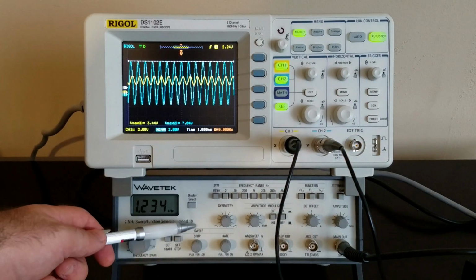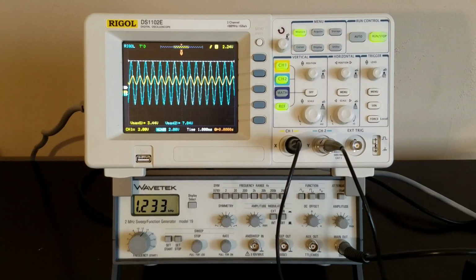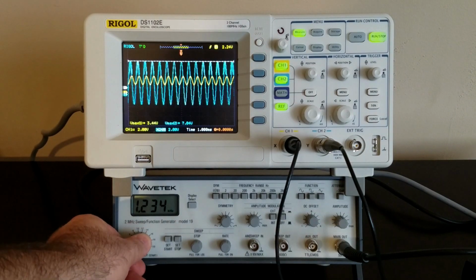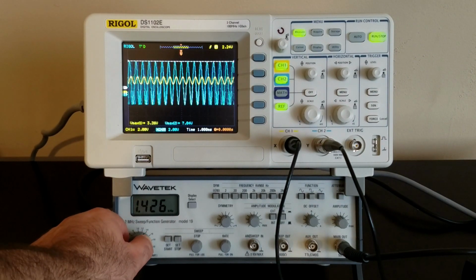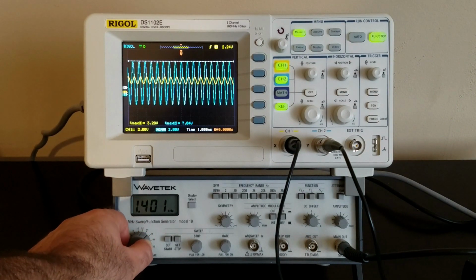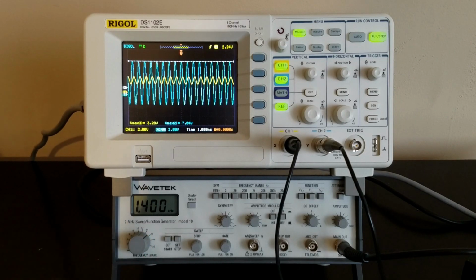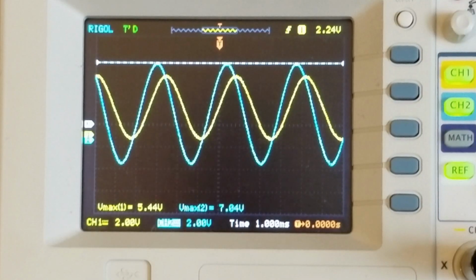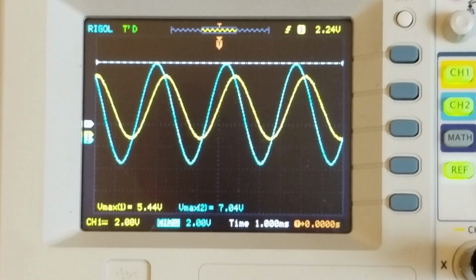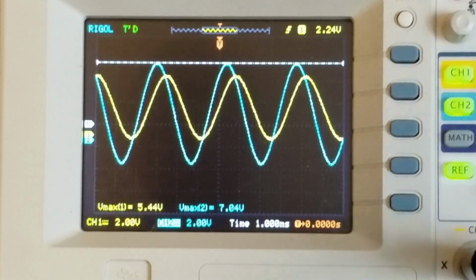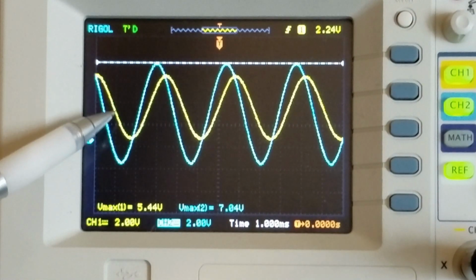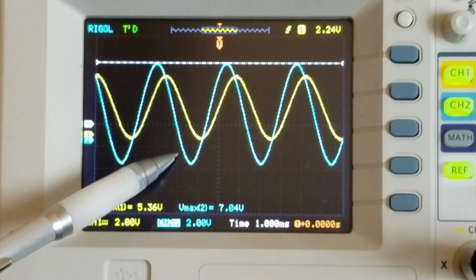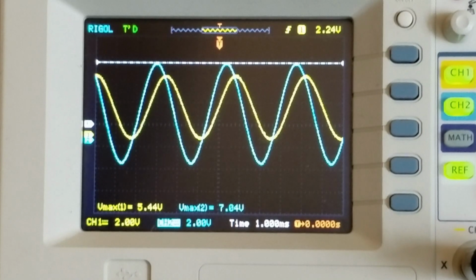The function generator is used to generate sinusoidal signals of different frequencies. By turning this knob, we can adjust the frequency of the signal. The oscilloscope measures both input and output signals. Channel 1 is the output signal and channel 2 is the input signal.